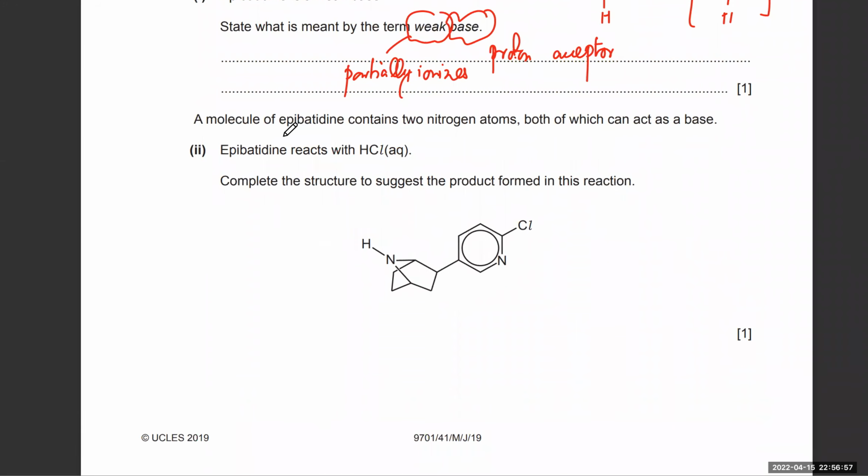So now this, whatever this is, it reacts with HCl. A molecule of this contains two nitrogen atoms, which can act as a base. So both of them can act as a base. Complete the structure to suggest the product formed in this reaction with HCl. So he's saying a molecule contains two nitrogen atoms, both of which can act as a base. Complete the structure to suggest the product formed in this reaction. So this one, there's an N lone pair, and it will accept an H+1 ion.